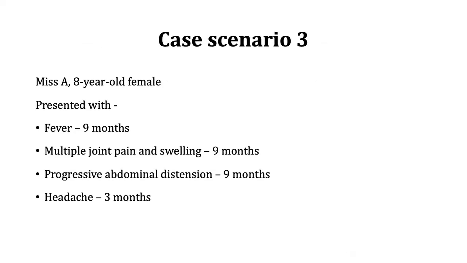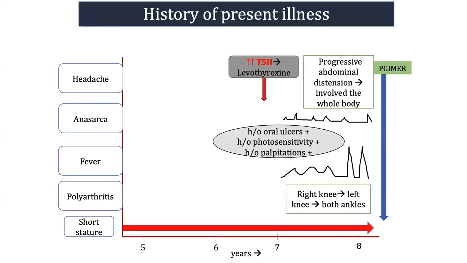Coming to the case scenario 3, we have an 8-year-old female child who presented with complaints of fever for the past 9 months, multiple joint pain and swelling, and progressive abdominal distension for the past 9 months, and headache for the past 3 months. In the history of presenting illness, the parents noticed that the child was not gaining height at 5 years of age, for which they had consulted a private practitioner.